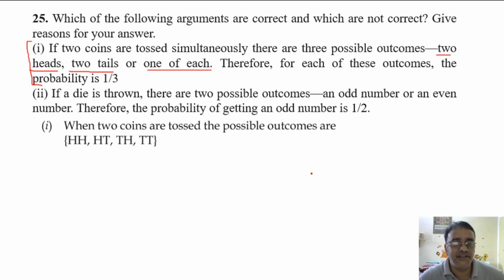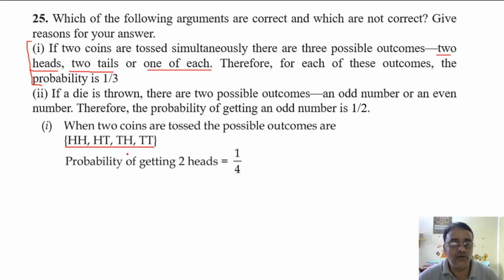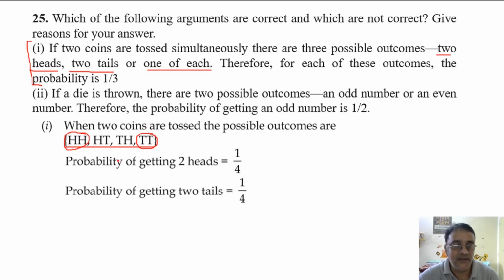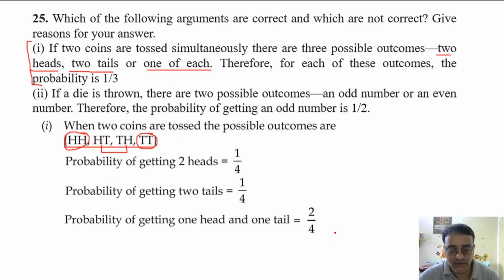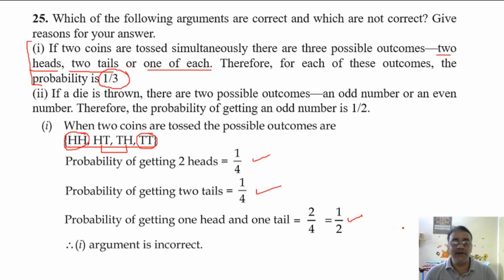First of all, when 2 coins are tossed, our possible outcomes are 4: HH, HT, TH, TT. The total number of possible outcomes is 4. So the probability of 2 heads is 1 by 4. The probability of getting 2 tails is 1 by 4. And the probability of getting 1 of each is 2 by 4, that is 1 by 2. So the probability is not equal to 1 by 3 as mentioned in the argument. Therefore the argument is incorrect.